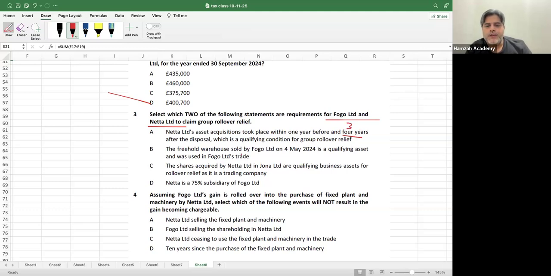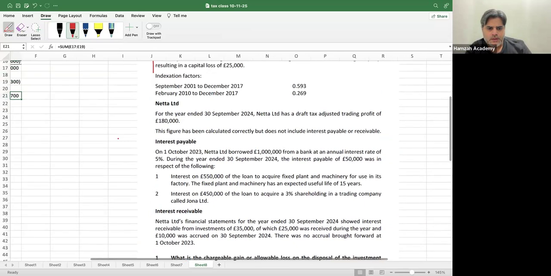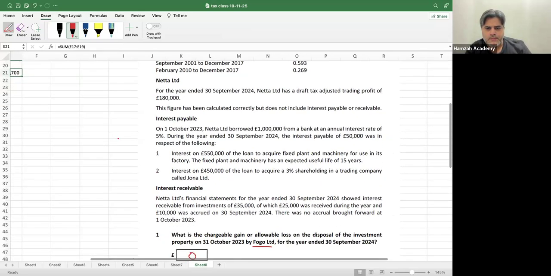Then the freehold warehouse sold by Fogo on the 4th May is a qualifying asset and was used in Fogo Limited's trade. True, because this was used. Then the shares acquired by Nita in Joanna Limited are qualifying business assets for the rollover. Okay, it acquired the shares in Joanna.